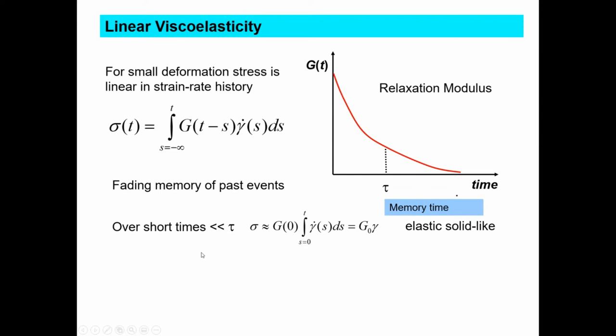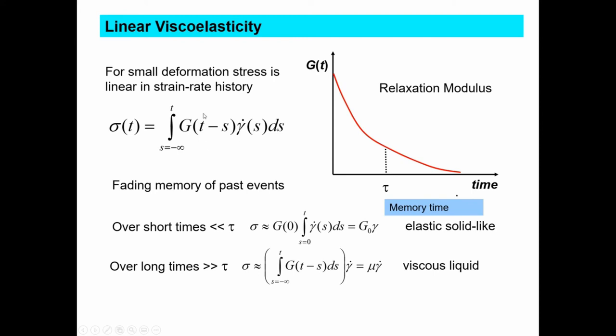On the other hand, if we do things very slowly, so if you think about the case where gamma dot is now constant, then you can take that outside of the integral, and then you just integrate this over all of time. And the integral of this relaxation modulus G over time gives you the steady viscosity. And so you recover the idea of it being a viscous fluid.